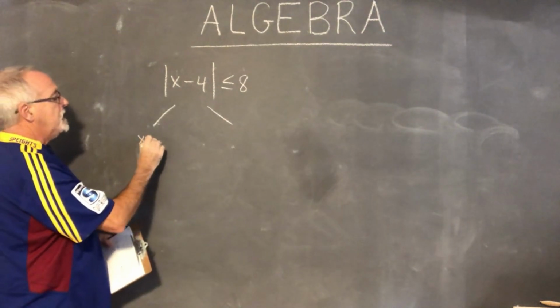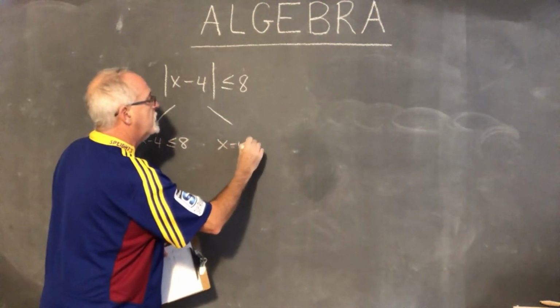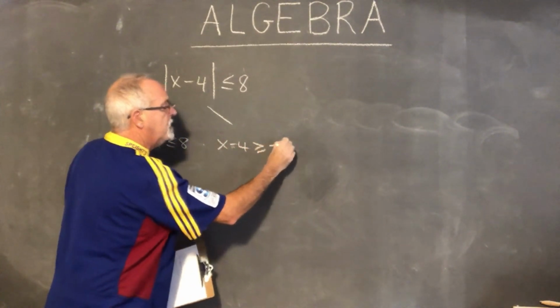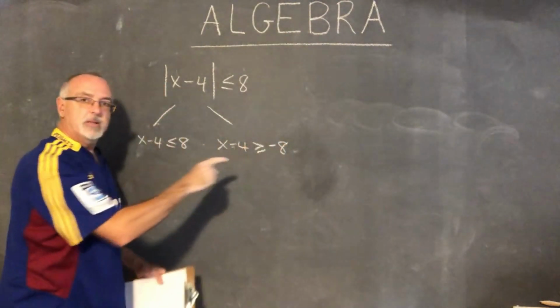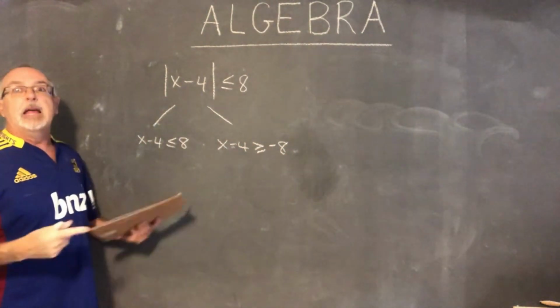This gives me x minus 4 less than or equal to 8, and x minus 4 greater than or equal to negative 8. Notice how I slow down when I do that, because when you're doing something that matters, it's a good idea to slow down and make sure that you don't forget.